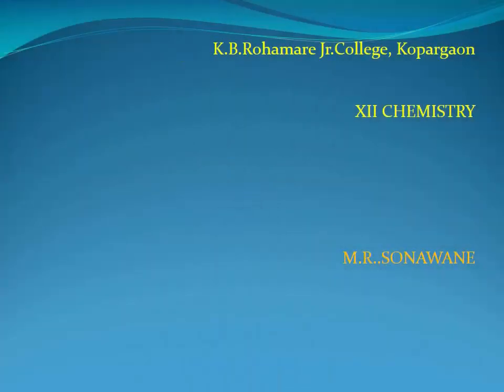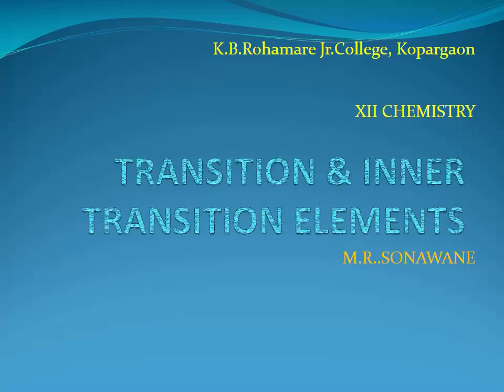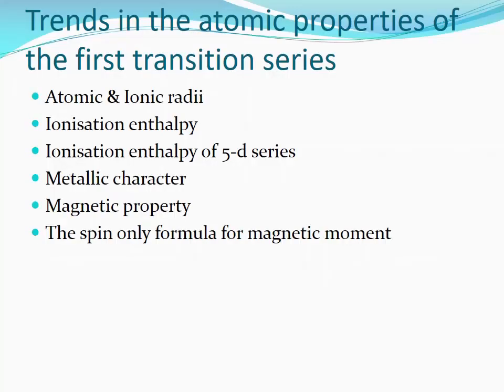Hello friends, last time we started transition and inner transition elements, in which we started transition elements or D block elements. We started trends in the atomic properties of the first transition series, in which we completed the following points: atomic and ionic radii, ionization enthalpy of 3d series, metallic character, magnetic properties, and the spin only formula for magnetic moment.